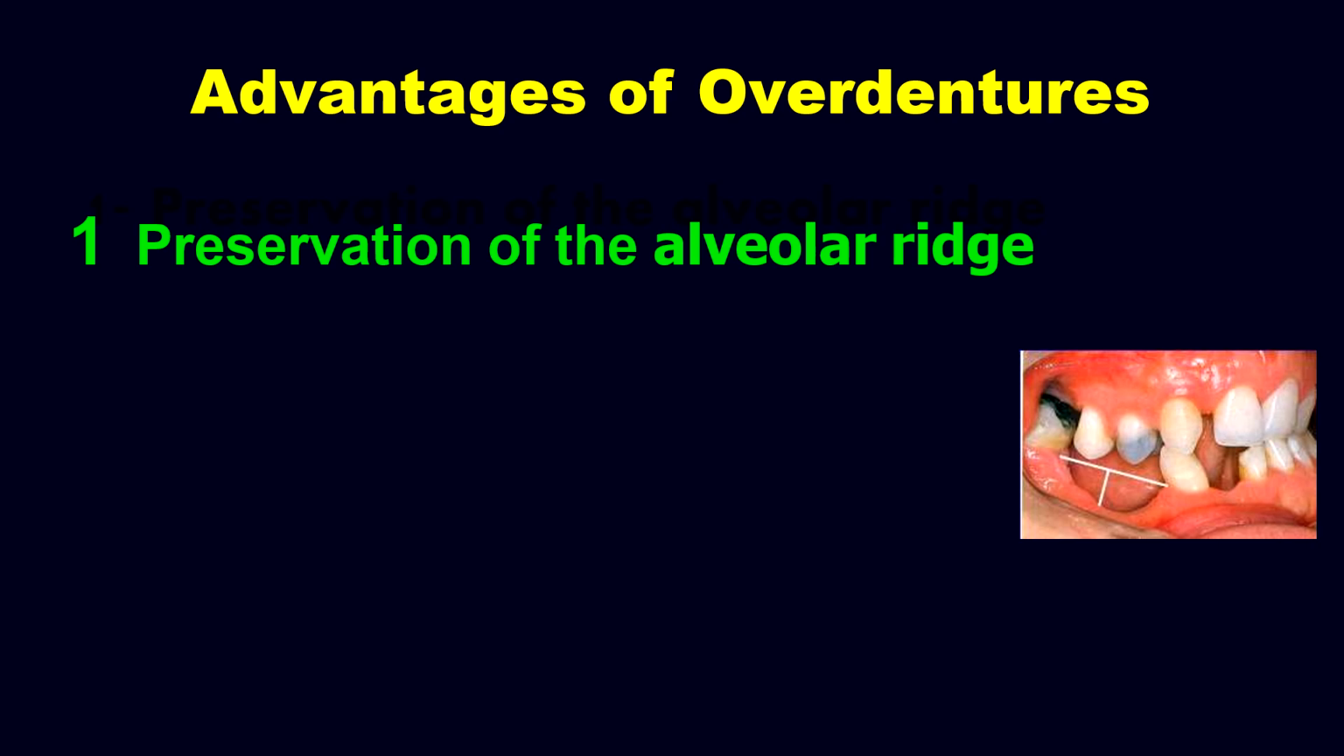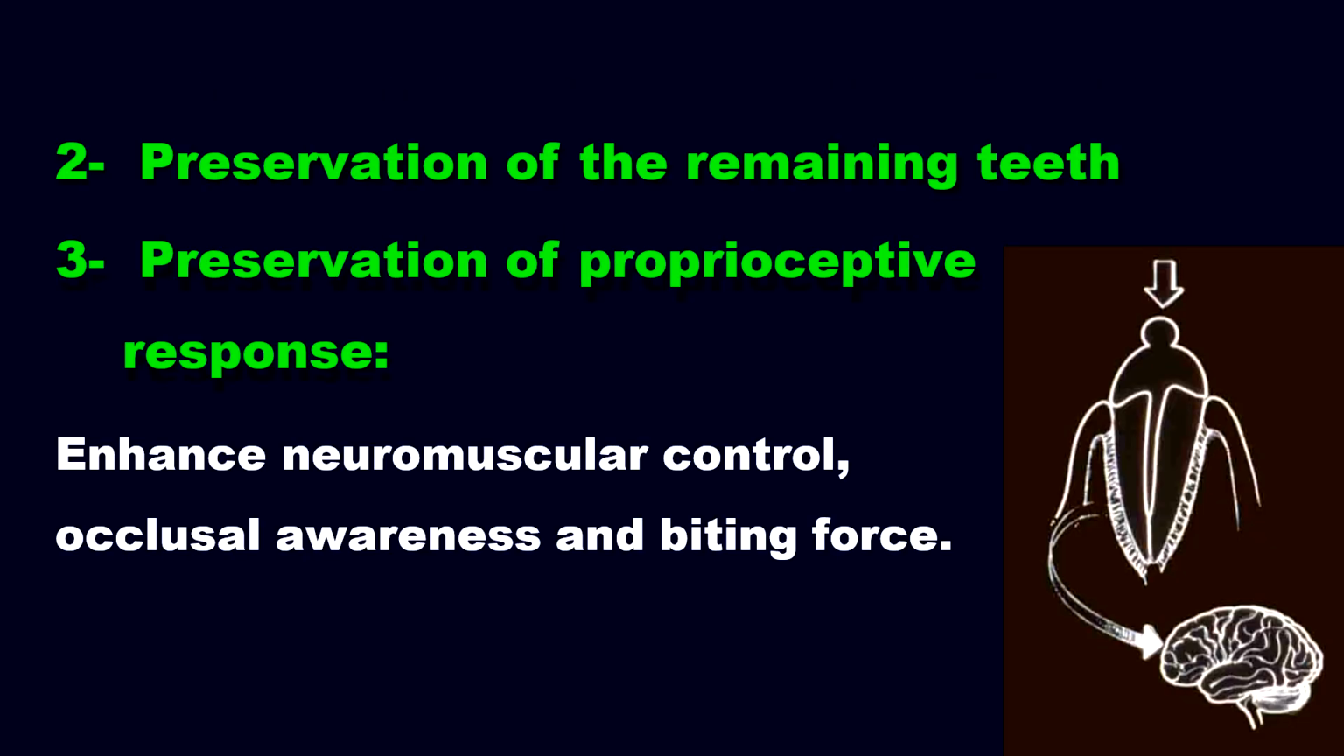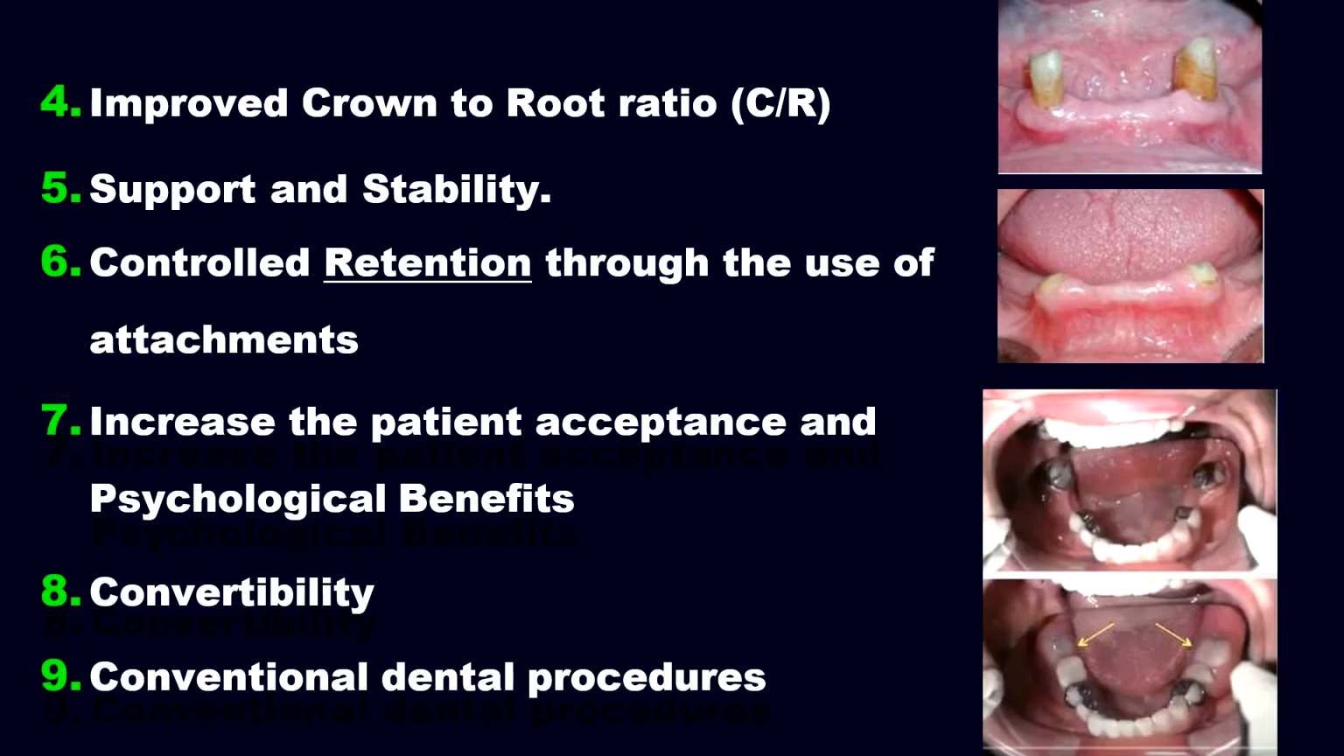Advantages of overdenture: preservation of alveolar ridges, preservation of remaining teeth, preservation of proprioceptive response, enhanced neuromuscular control, occlusal awareness, and biting force, improved masticatory efficiency and nutrition, support and stability, good retention, and patient acceptance because they have the feel that their natural tooth is retained, causing an improved psychological benefit. Conventional dental procedures are only kept.